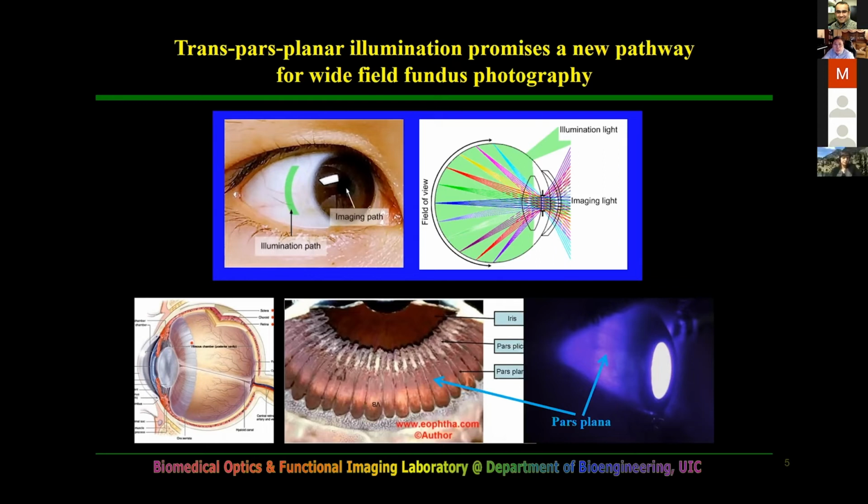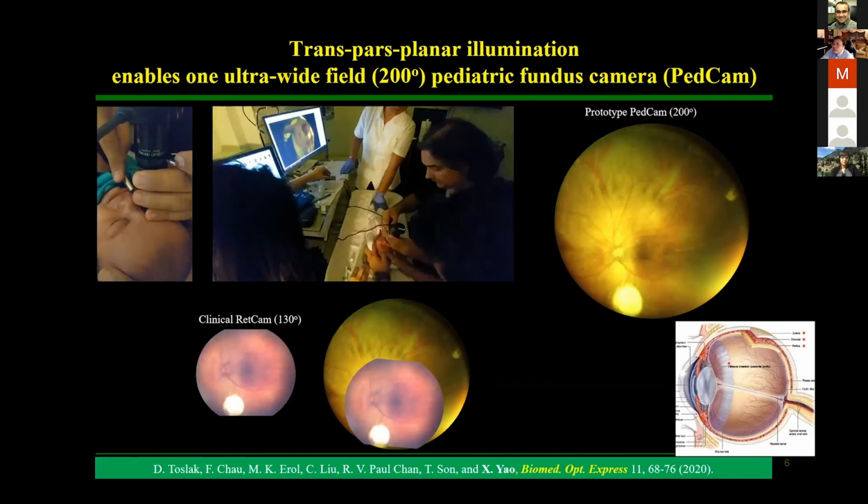Using the pars plana illumination, we were able to demonstrate ultra-wide field fundus imaging. This is our first demonstration using a baby camera for newborn baby imaging. Newborn baby imaging is very important for ROP screening, that is, retinopathy of prematurity. From the picture, we can see we are already able to reach the far end, the ora serrata of the retina. This is a comparative study using a clinical device, RetCam, compared to our prototype, which demonstrated feasibility.